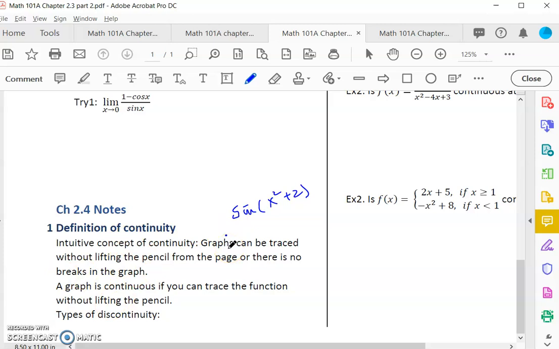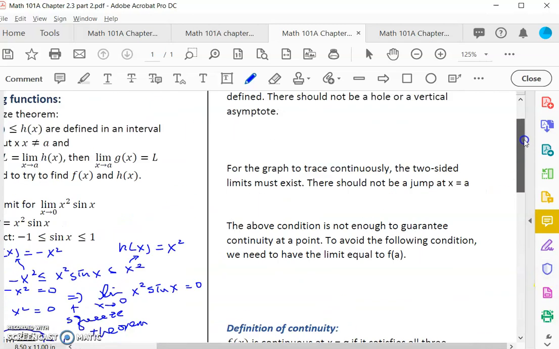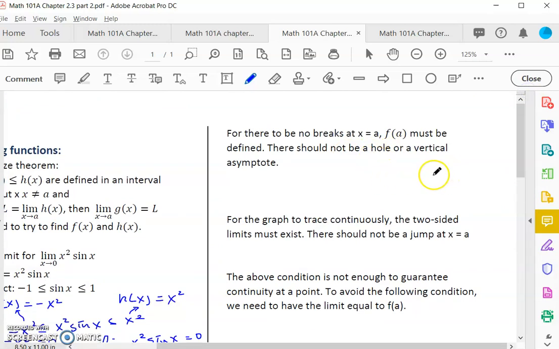Later on, it also helps us establish a lot of important theorems in calculus based on continuity. So the intuitive concept of continuity is that we say a function is continuous if we can draw it without lifting the pencil. It's all the way very smooth, and we don't even lift the pencil. If we have to lift the pencil, that must be because of a break or a jump, right? So we have to lift our pencil.